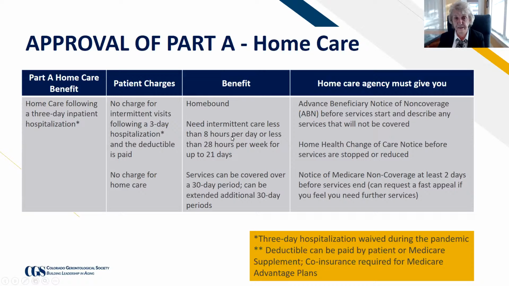need for services has to be intermittent, meaning that you need less than 8 hours of care per day or less than 28 hours per week for a period of 21 days. This can be stretched over a 30-day period, and it can be extended for additional 30-day periods depending on the need for services. Home care agencies have to give similar notices for services that they believe will not be covered, and you have to sign, as well as discharge notices.